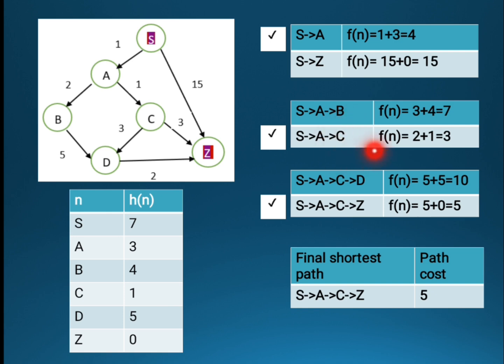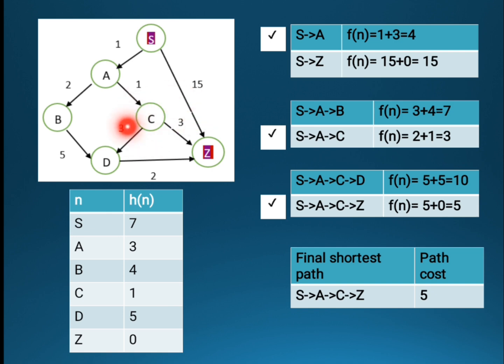To calculate the g of n for C, what is the definition of g of n? The distance between the starting node and the current node. So, to calculate g of n for C, we need the distance from the starting node S to the current node C. The path cost is 1 plus 1, so the g of n value for C is 2, plus the h of n value, which is 1. So 2 plus 1 is 3. Comparing SAB and SAC, only the SAC path has the lowest cost function. So now we pick that particular path to explore further.